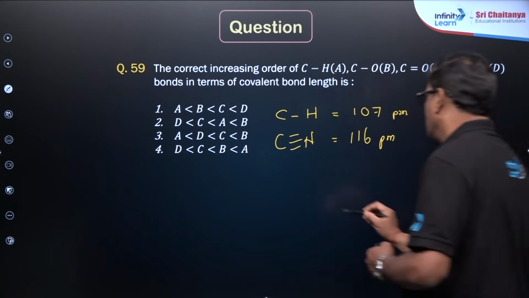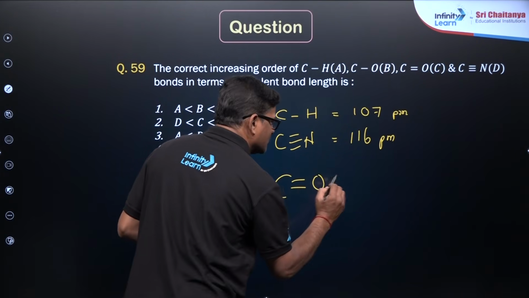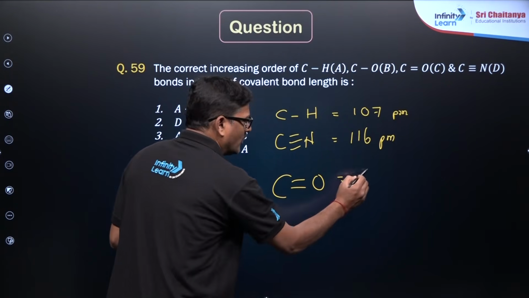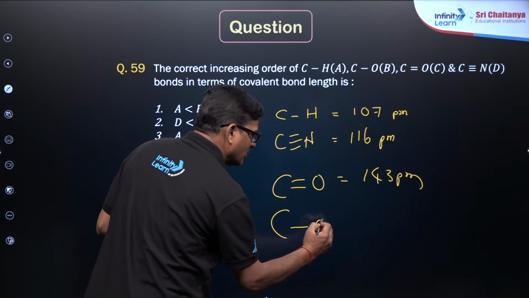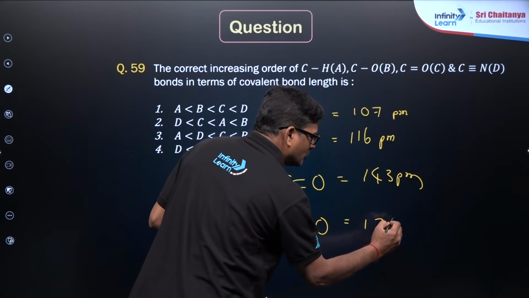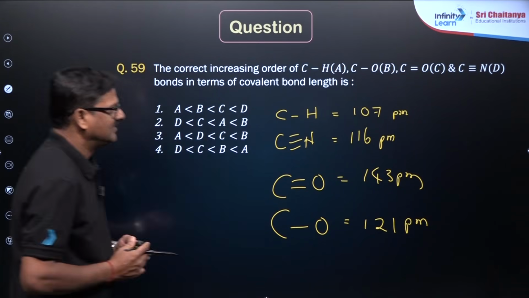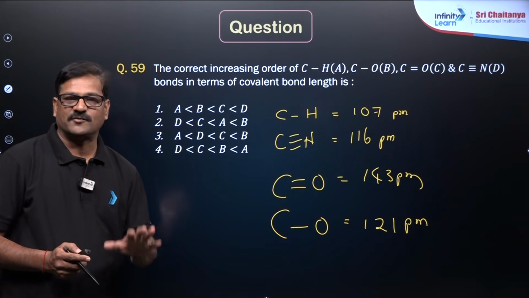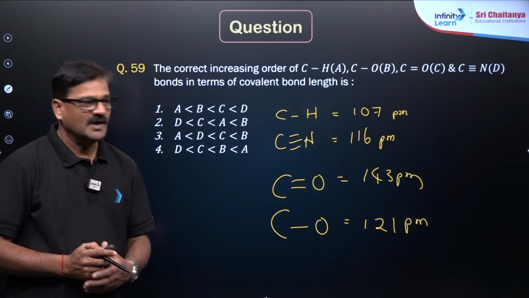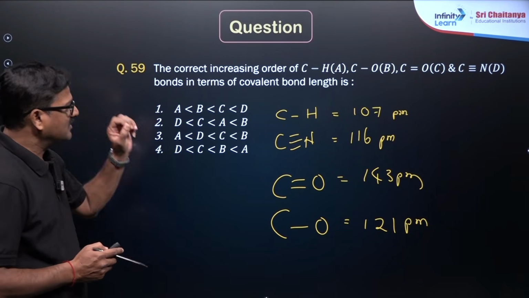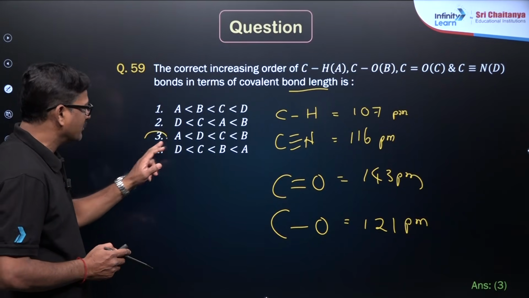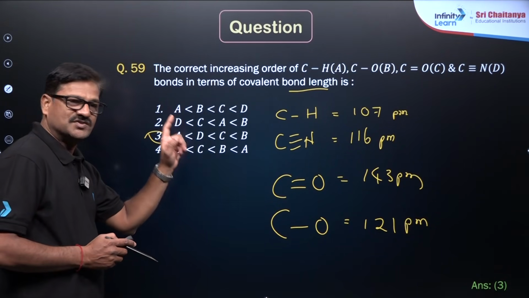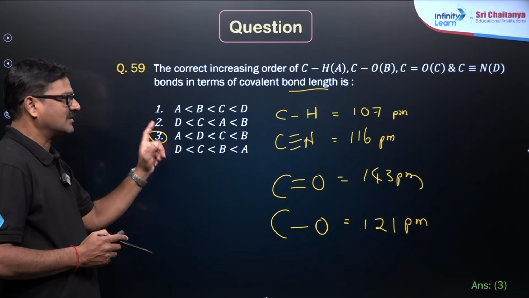Carbon to oxygen bond is going to be 143 picometers, and carbon to double bond oxygen is going to be 121 picometers. So this is the data extracted from the NCERT textbook, and based on this, in terms of covalent bond length, the order is going to be B is greater than C is greater than D is greater than A.